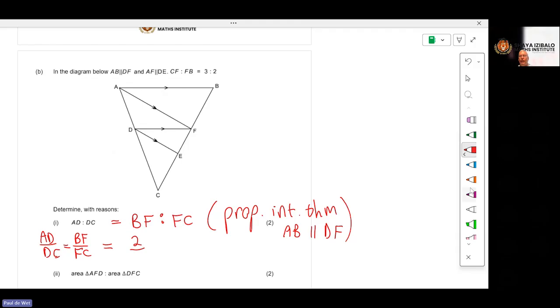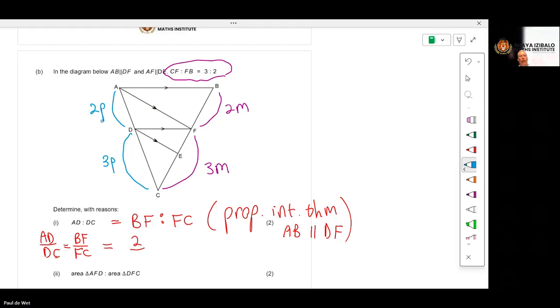And guys, I'm going to show you a strategy here. We are going to put this information onto the diagram. CF to FB is 3 as to 2. I'm not going to write 3 and 2 because I don't know the lengths of these lines. I'm going to go 3M and 2M. And now what the learner has told us is we've got 3 and 2. So maybe it's 3P and 2P. And so the ratio will be 2P as to 3P, and the P's will divide out, and we get 2 over 3.